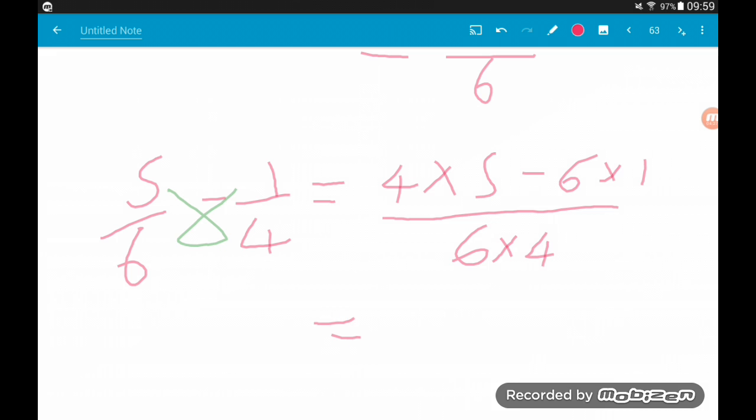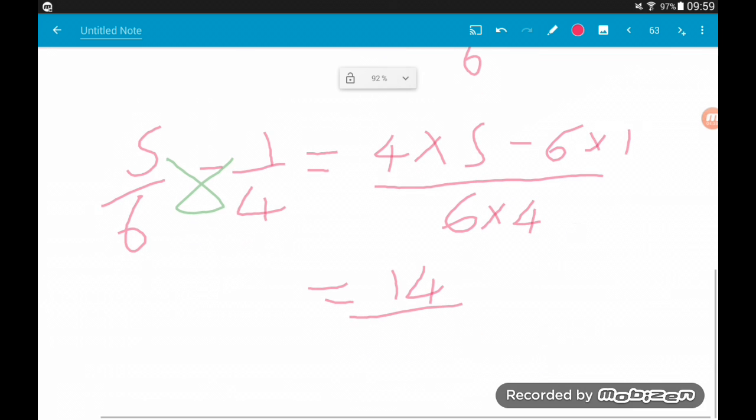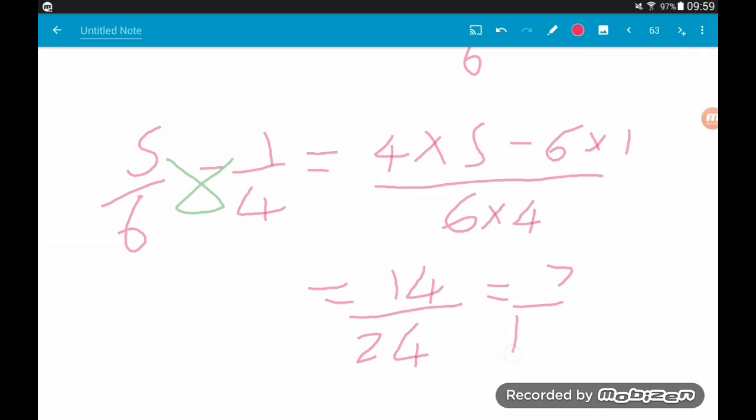Okay, so what have we got? 4 times 5 is 20, minus 6, so we've got 14 on top, 6 times 4 on the bottom, 24, which simplifies to 7/12. If you've never seen this method before, or you want more examples, I'm going to put a link to my video on adding and subtracting fractions using this method down below in the comment section. Okay, let's get algebra involved.